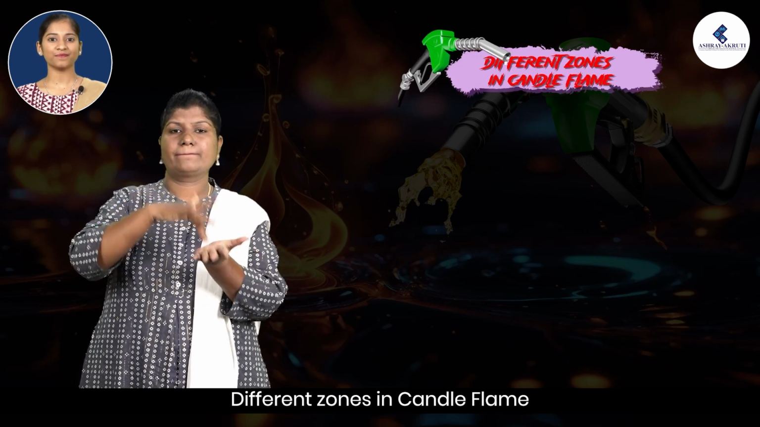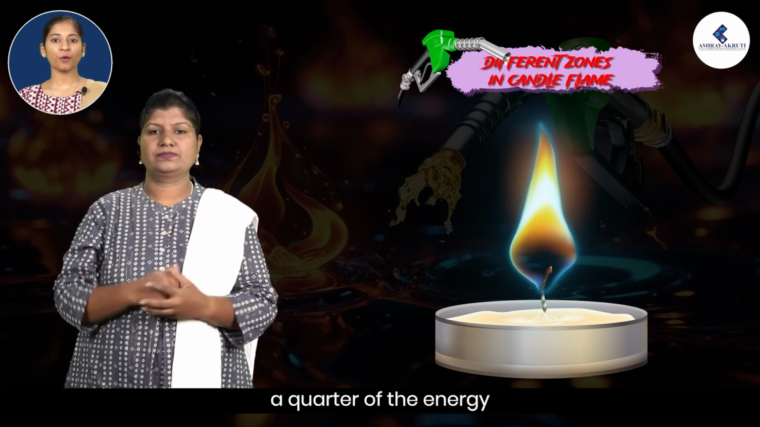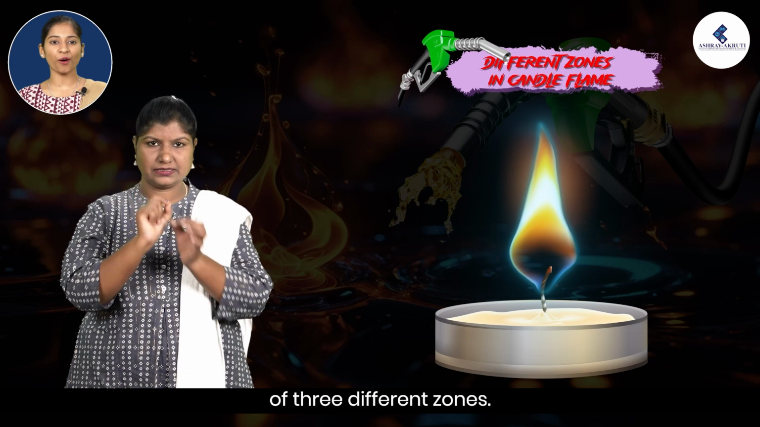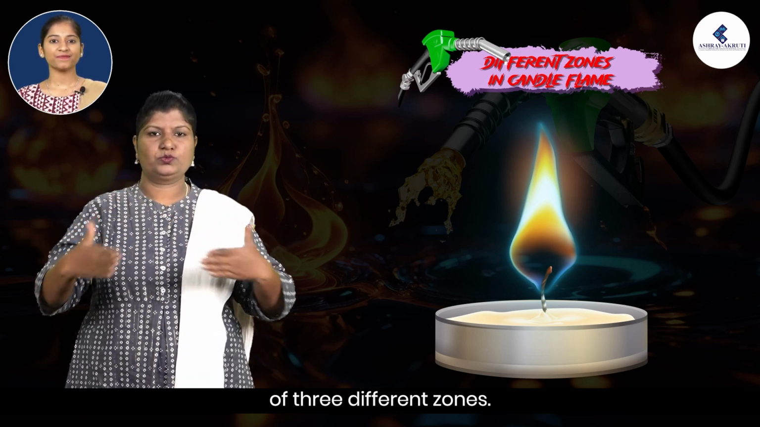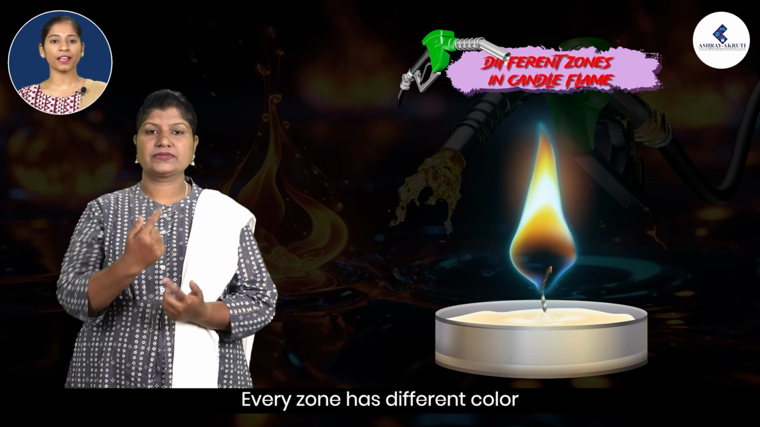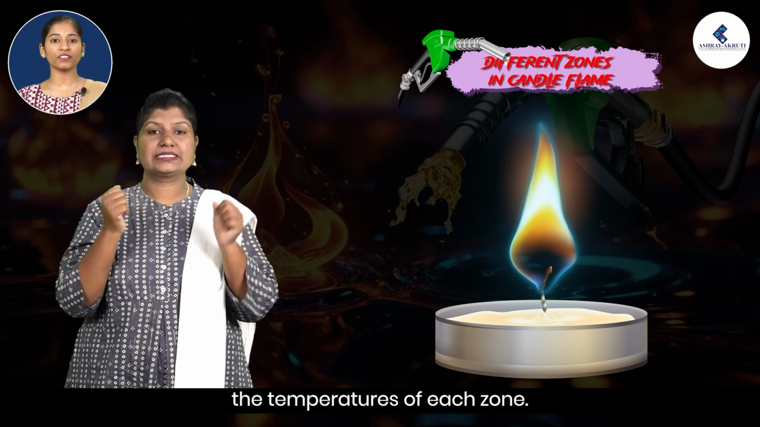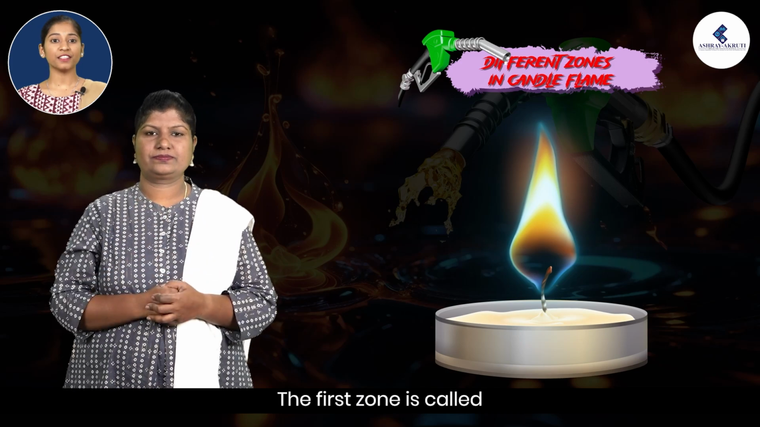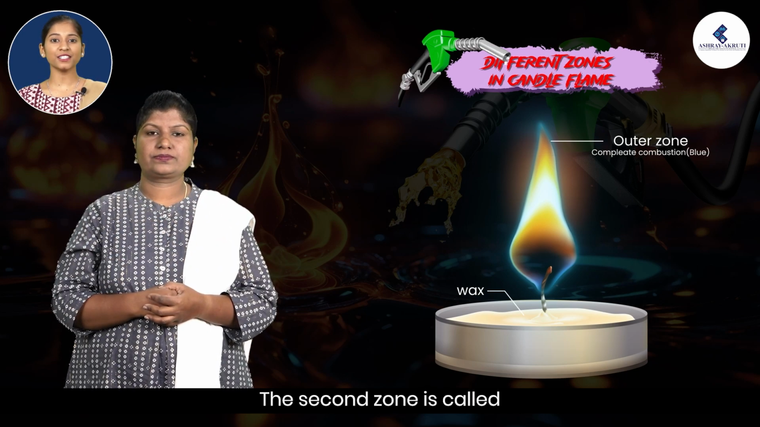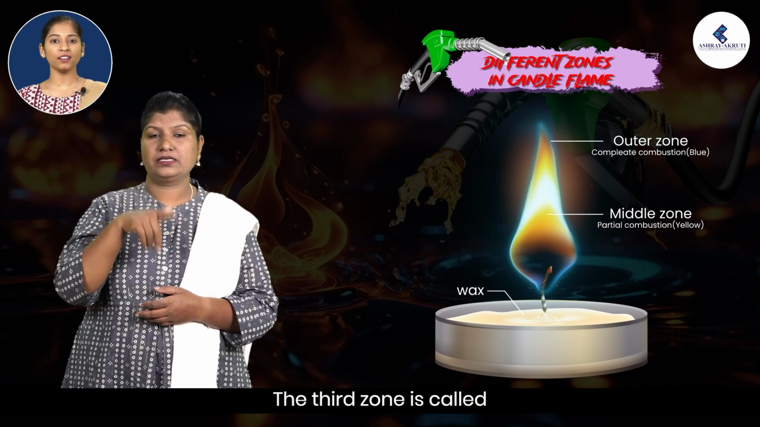Different zones in candle flame. In a candle flame, a quarter of the energy created is released as heat. A candle flame consists of 3 different zones. Each zone has different temperatures. Every zone has a different color, and this will help us in understanding the temperature of each zone. The first zone is called the outer zone. The second zone is called the middle zone. The third zone is called the inner zone.